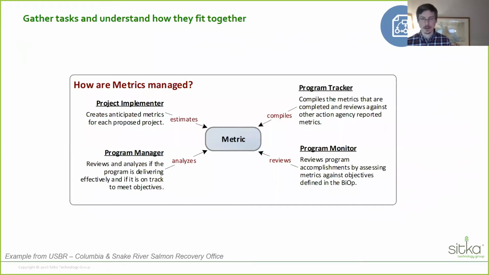I'll show that a little later here. But the gist of this is given a piece of data, metrics in this case, how does a persona interact with that data? So the project implementer from our previous example creates anticipated metrics for each proposed project. So they estimate metrics. Program monitor would review program accomplishments by assessing metrics against objectives defined in the BIOP, the biological opinion that we're addressing here. So that's setting some of our goals. So they actually review metrics.